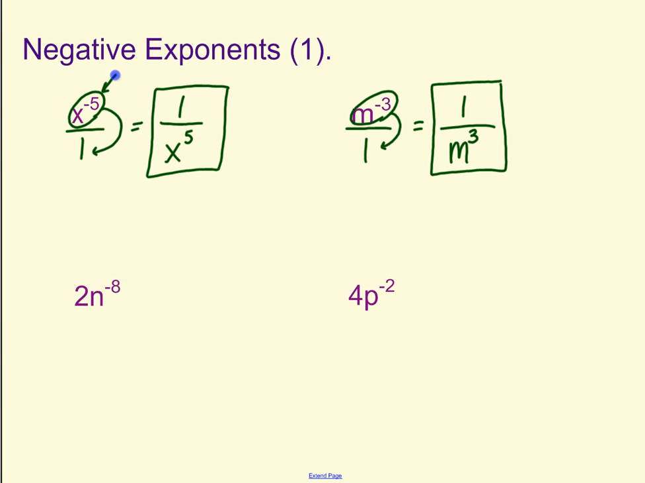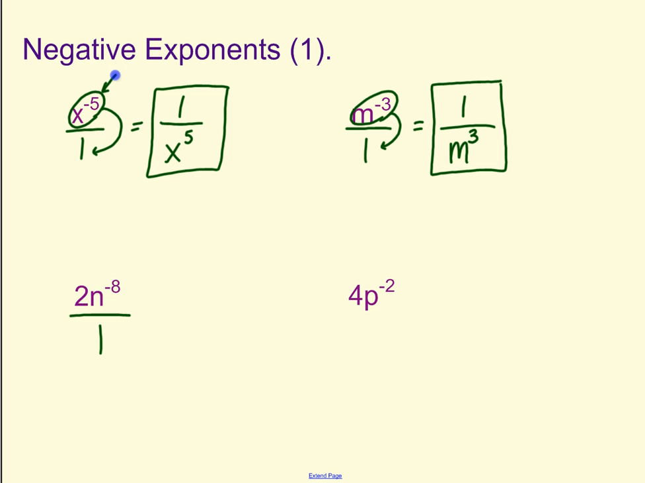Alright, moving along. These two examples are a little bit different. Not too bad once we know how to work with them. We notice that we have a negative exponent. Again, let's make sure we understand this is over 1. So it is a fraction we're dealing with. And that n to the negative 8, we need that negative 8 to be positive.